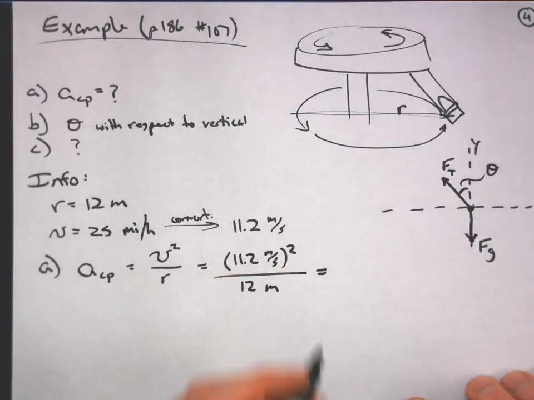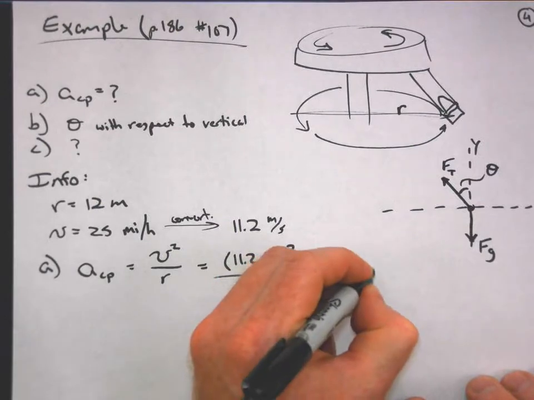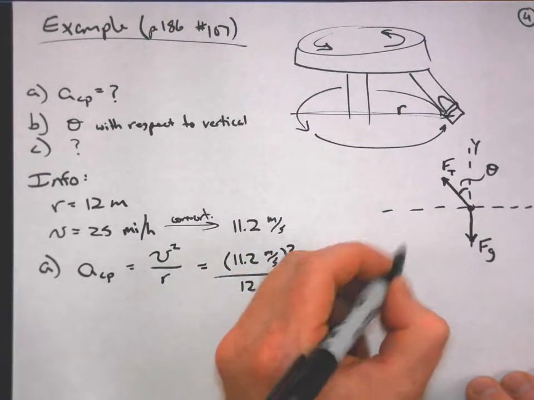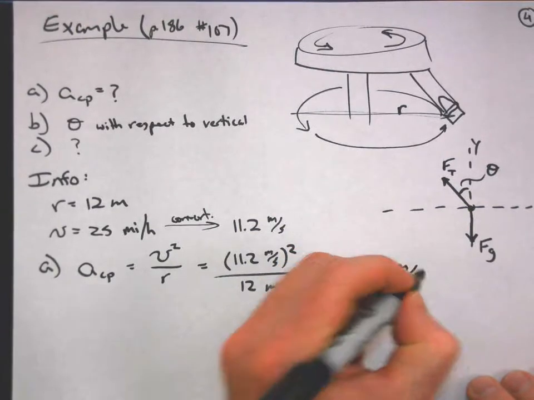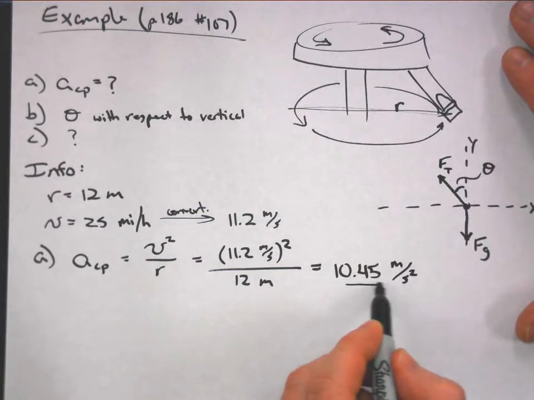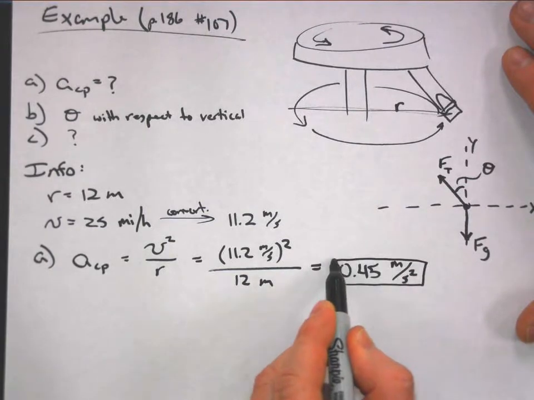And when I do that math, right around close to 10.5, right? Meters per second squared. That's it. That is the centripetal acceleration. The acceleration toward the center of the circle.